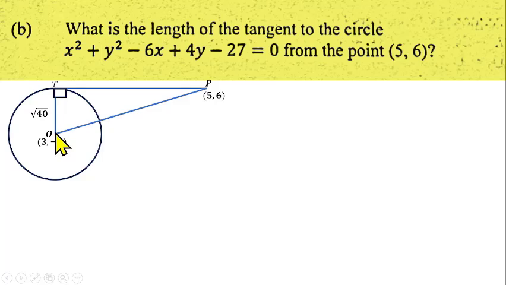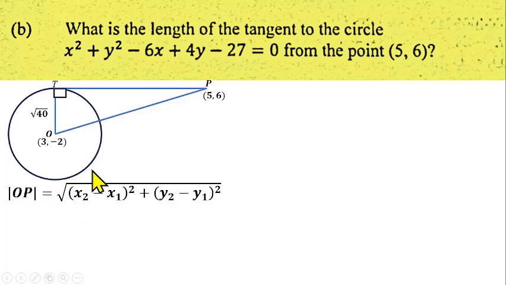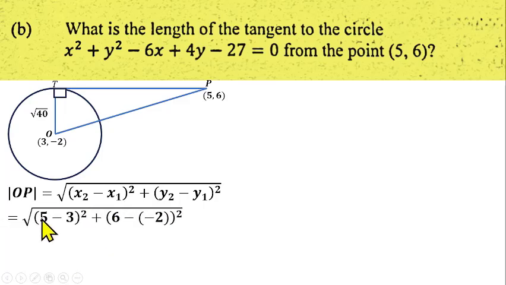Good. So let's find the distance OP using the distance between two points given their coordinates. That should give us the square root of the change in x squared plus the change in y squared. If you substitute, our x2 is 5, our x1 is 3, our y2 is 6, our y1 is minus 2. So we have the root of (5 minus 3) squared plus (6 minus (-2)) squared. If you simplify that, it gives 2 squared plus 8 squared, which gives root 68. Now we know that OP is root 68.